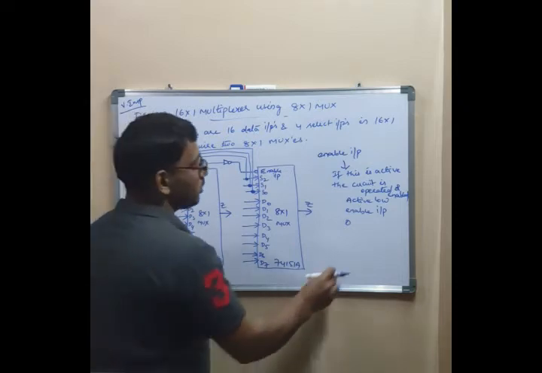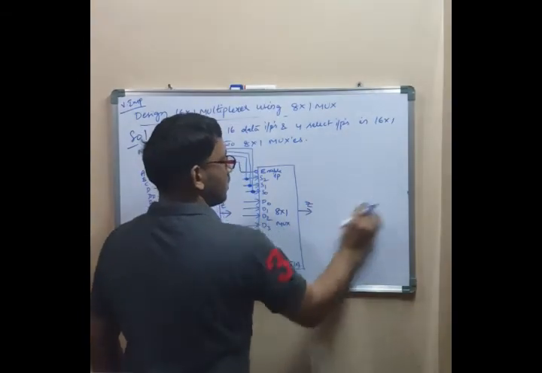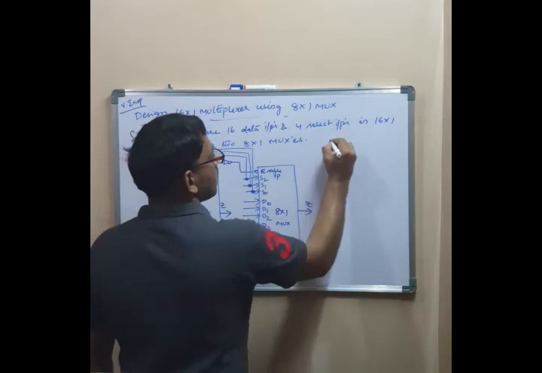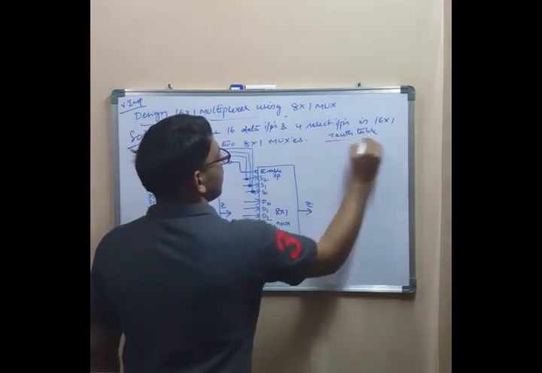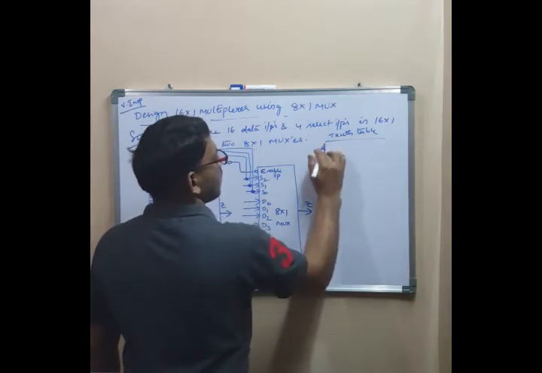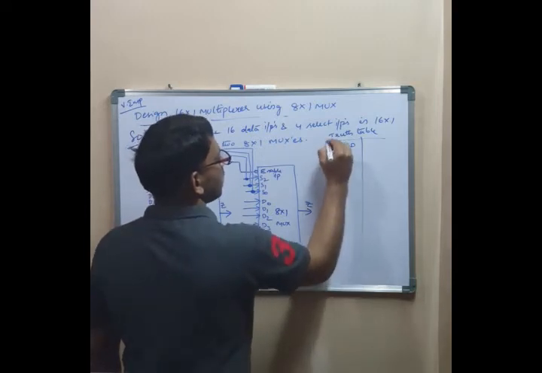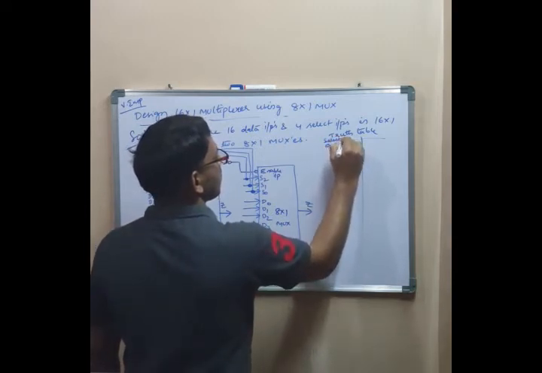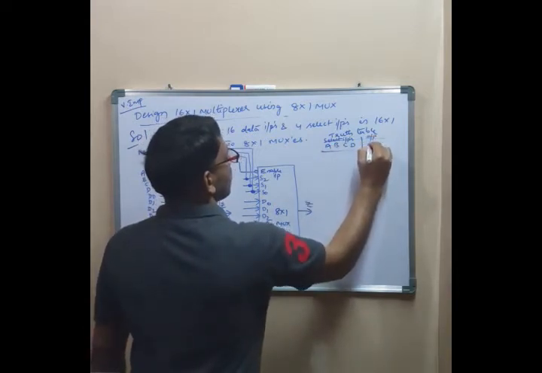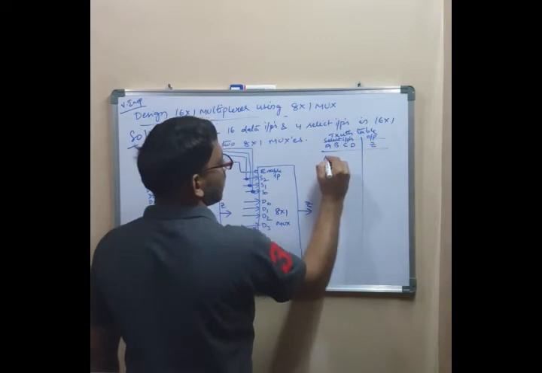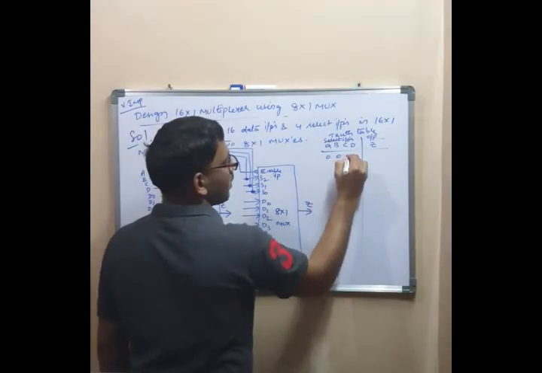So if you look at the truth table of the 16:1 mux, A, B, C, D, these are the select inputs. Output Z. So as there are 4 inputs, how many combinations will you get? 16 different combinations you will get.